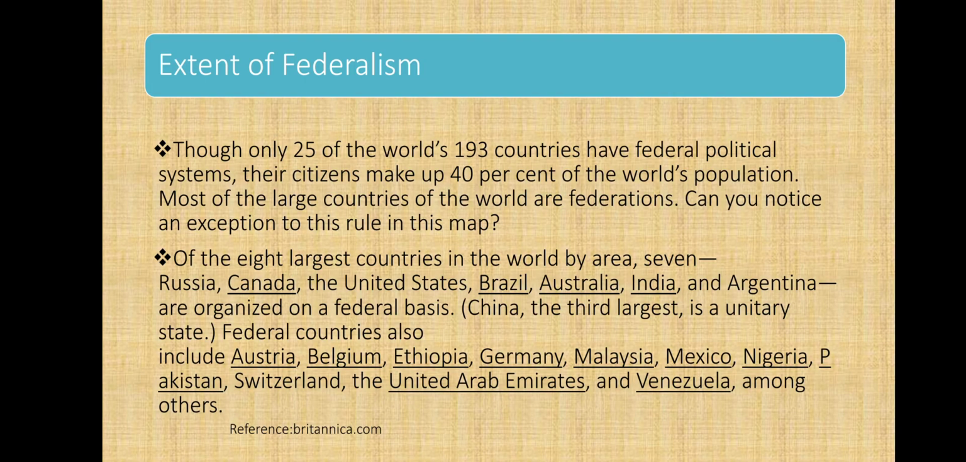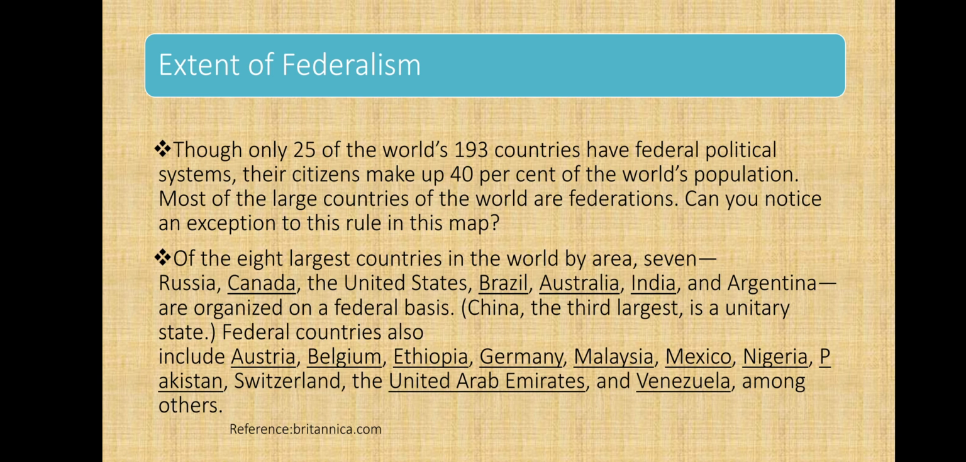So we have seen the extent of federalism. Though only 25 of the world's 193 countries have federal political systems, their citizens make up 40% of the world population. Most of the large countries of the world are federations, and we have already discussed that the exception is China.